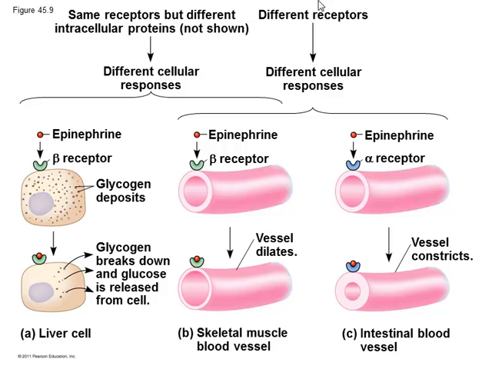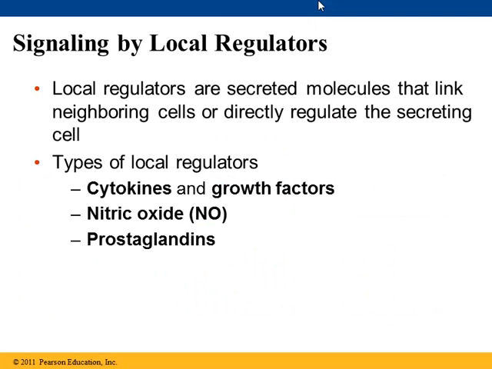But even then, you can have a different response from the same receptor if you have a different signal transduction pathway. So once again, the beta receptor on a liver cell doesn't result in constriction or dilation. The beta receptor here results in breakdown of glycogen, which we were talking about earlier.